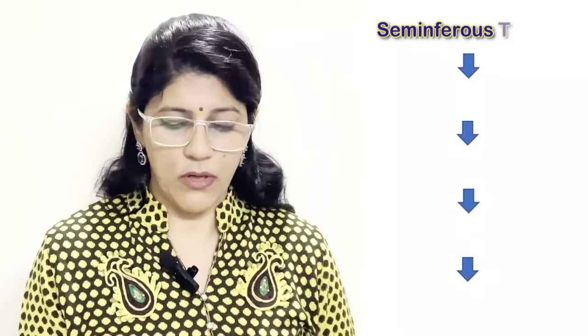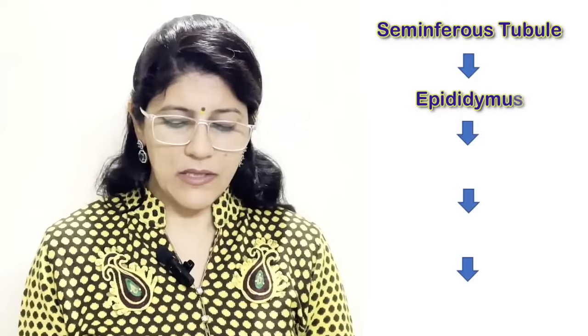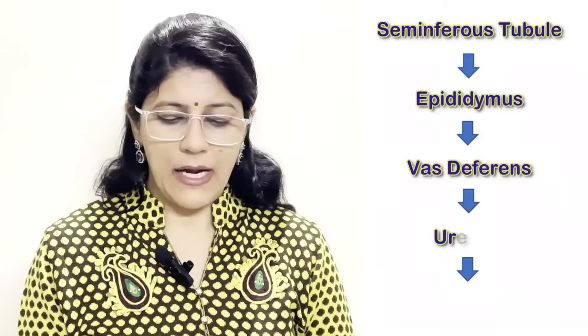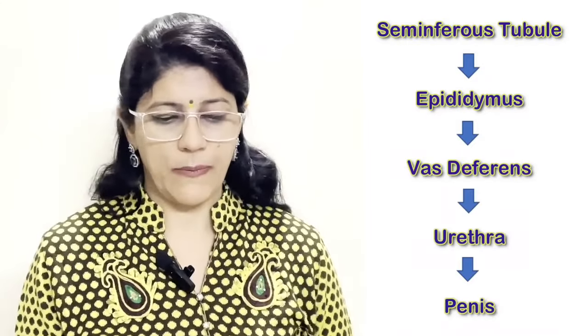Next is seminiferous tubule, penis, urethra, epididymis, vas deferens. So starting with seminiferous tubule, epididymis, vas deferens, urethra and last is penis.